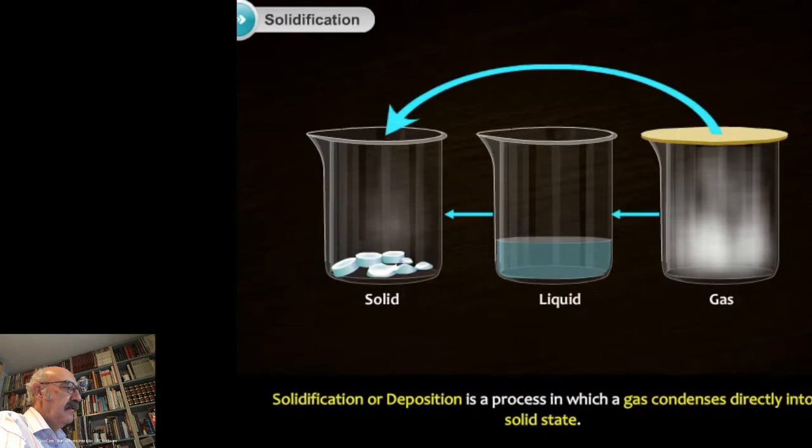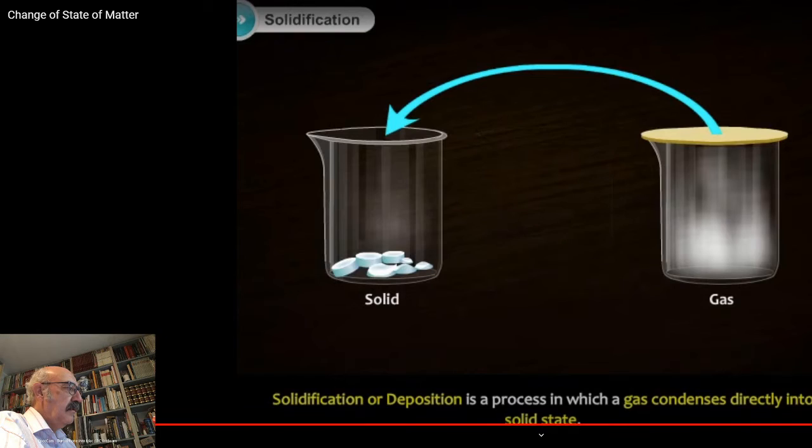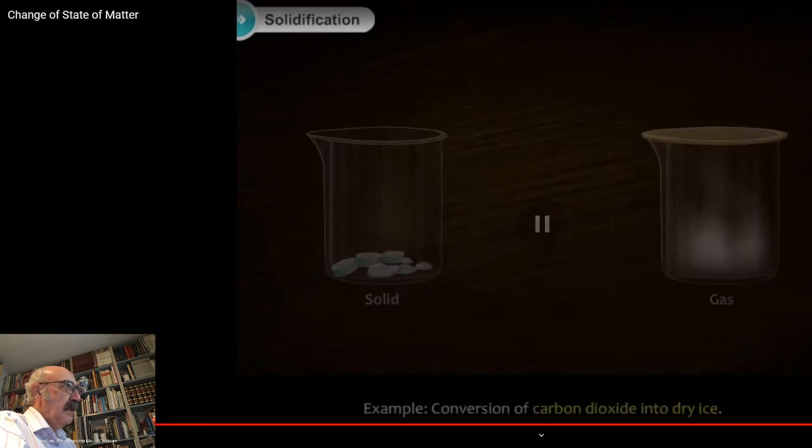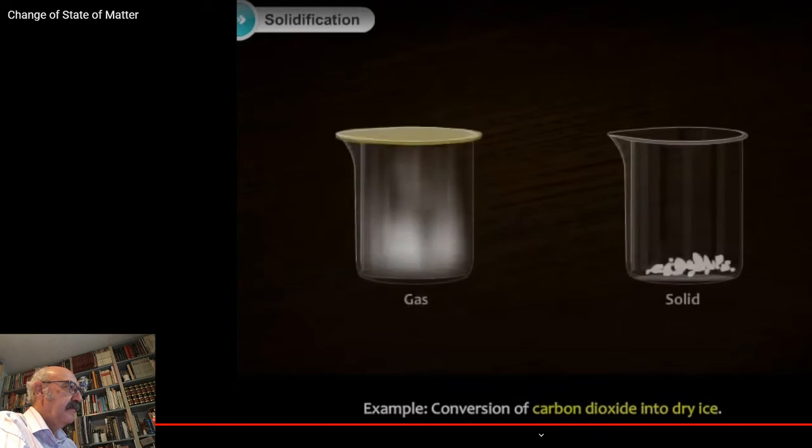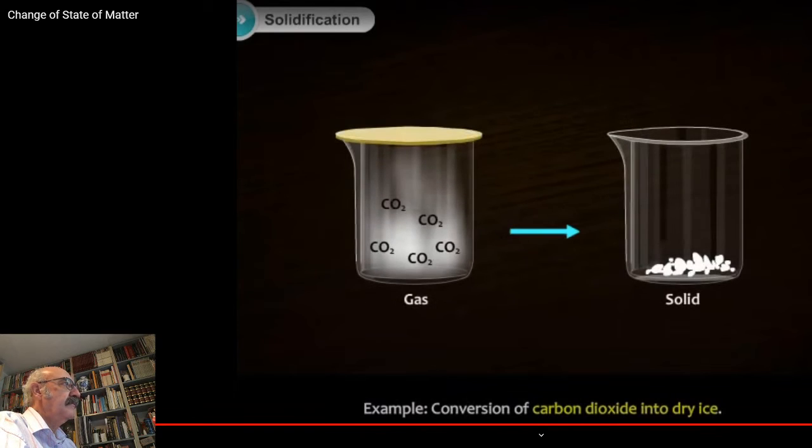Solidification or deposition is a process in which a gas condenses directly into solid state. This is called solidification, or sublimation as well. So this is the opposite, from gas directly to solid. It's not easy for that to occur. Example: conversion of carbon dioxide into dry ice.